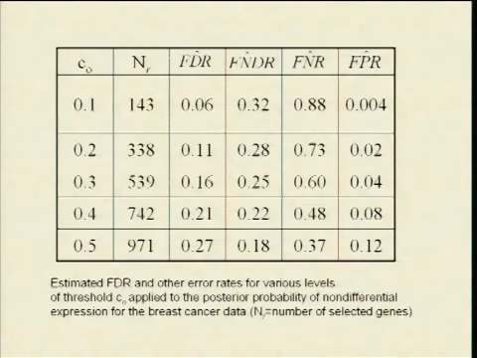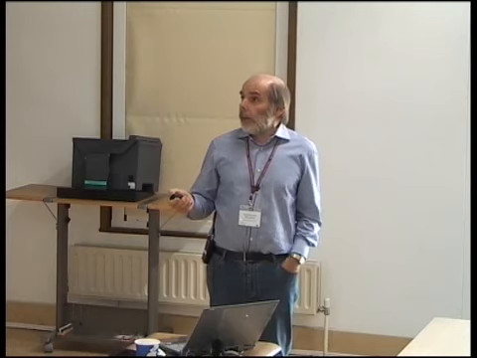So anyway, you can draw up this table, and you can look at what happens as you vary the value for the threshold. If you take this to be 0.1, then 143 genes are declared to be differentially expressed. The false discovery rate's estimated to be 6%, and the false negative rate is quite high, it's 88%. But to get that down, if you go to 0.2, the false discovery rate now goes to 11%, but the false negative rate jumps to 73.